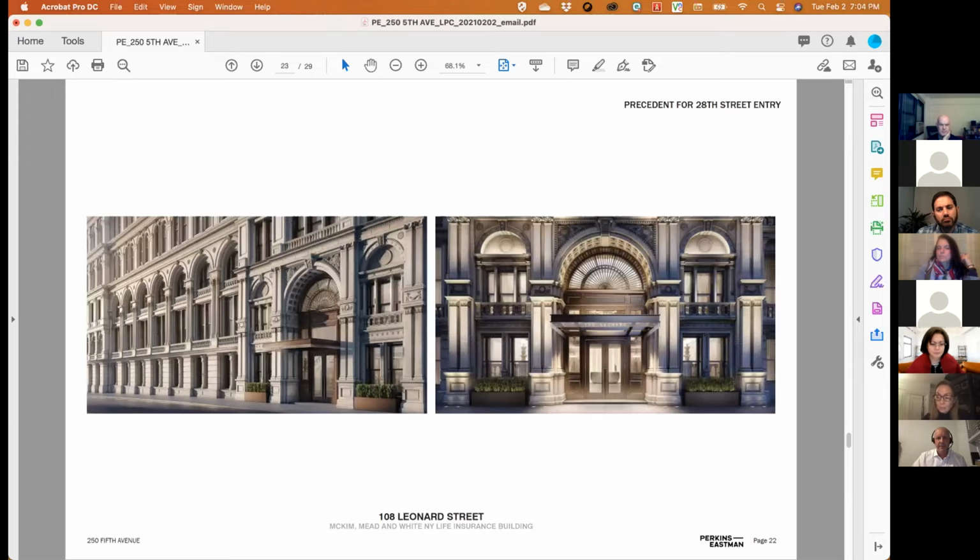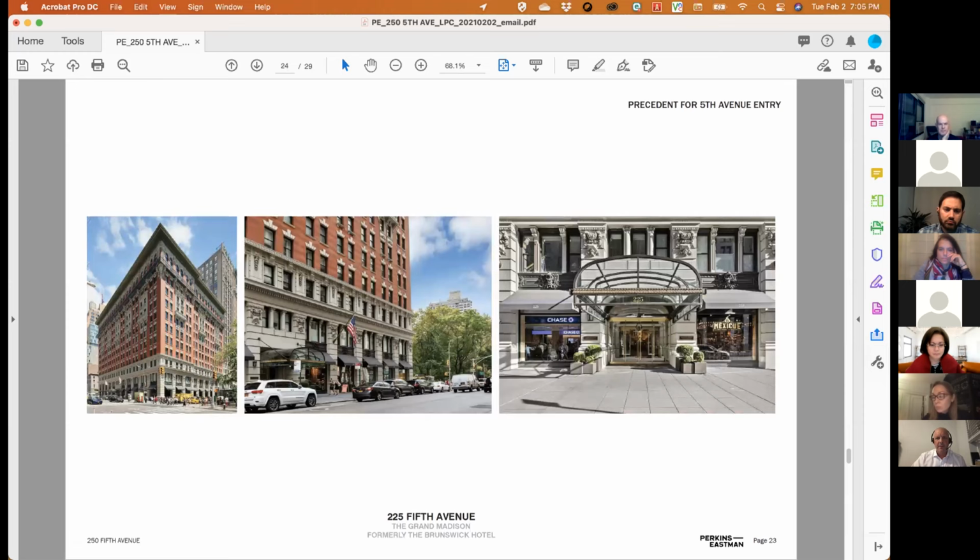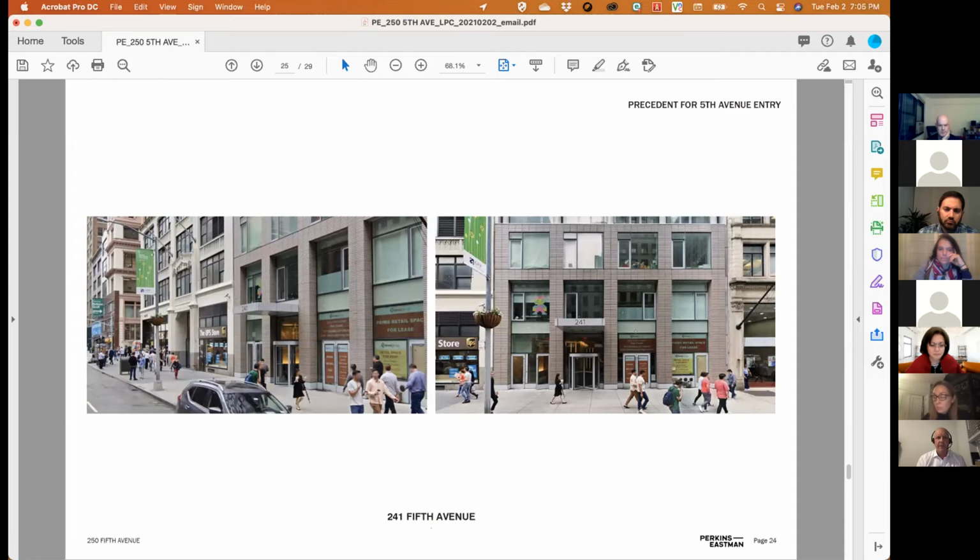So these are some of the other buildings and things that we were inspired by, buildings of a similar period that we worked through with Landmarks. And on Fifth Avenue, one of the questions has been, are there other precedents of buildings with a canopy on it? And there are, right up the street. However, not big marquees, and that's what we really wanted to stay away from.